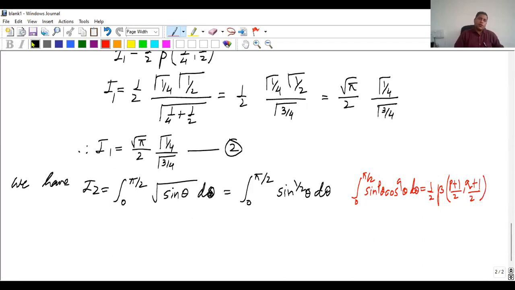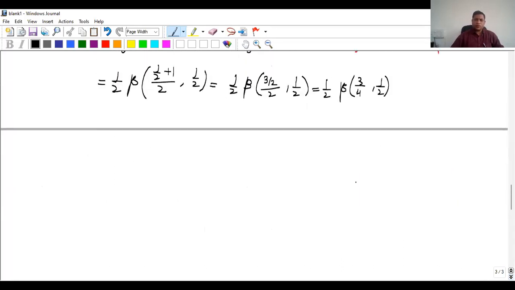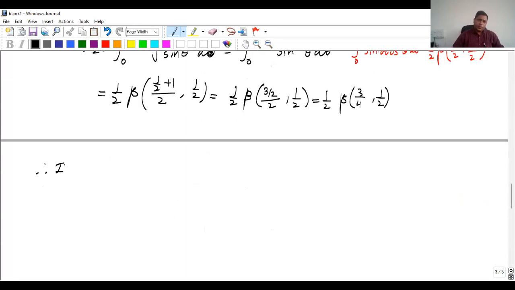Okay. So now here the value of p is going to be half. So this will be half of beta half plus 1 by 2. And here again q is 0, so it will be half. So this is half of beta, here you can have 3 by 2 by 2 and half. So this is 1 half beta 3 by 4, and here we have half. Are you getting this one? Is there any doubt up to it? So here we got I2 is equal to half of beta 3 by 4 half. So this is equation 3.